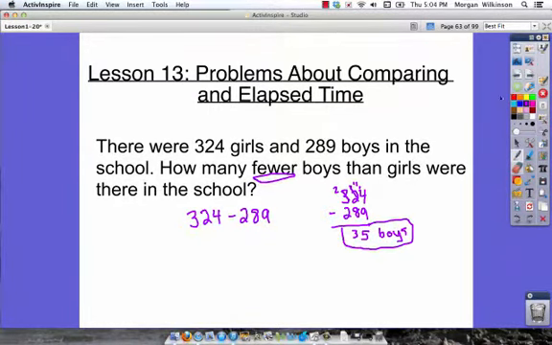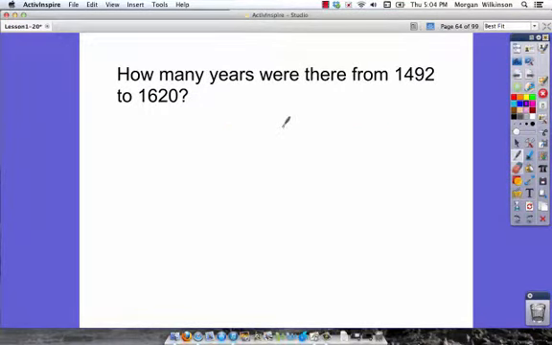Now, our next problem is going to be looking at an elapsed time problem. And the question says, how many years were there from 1492 to 1620? If we want to look at that, how many years were there between these two, we've got to figure out what the difference of 1620 minus 1492 would be. Let's go ahead and do the math. 1620 minus 1492, because we're figuring out how many years were in between.